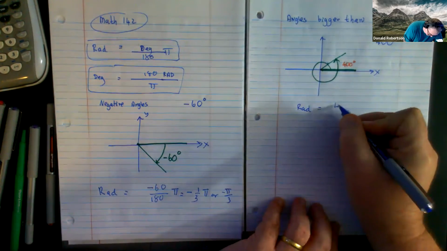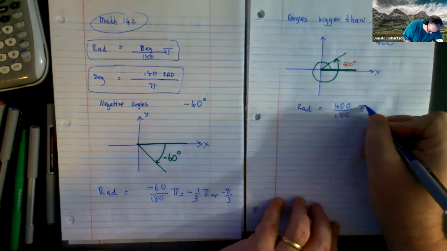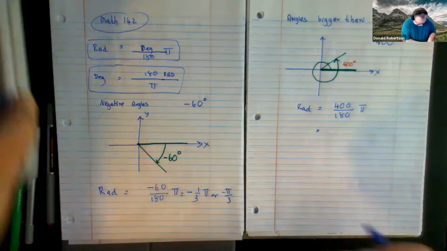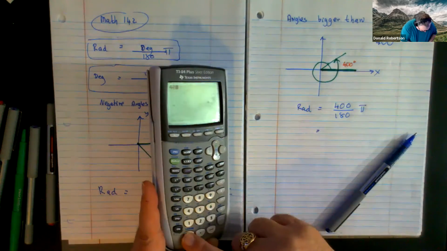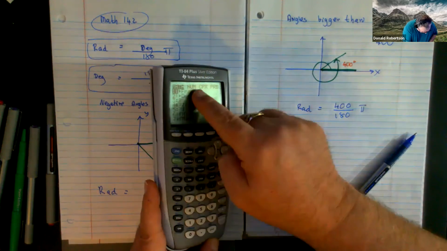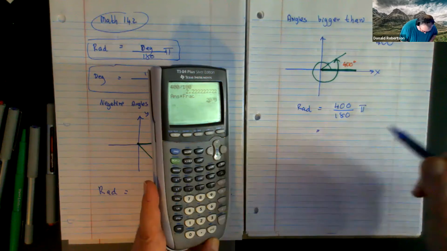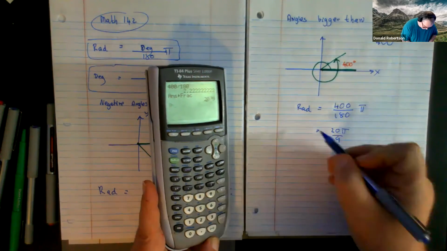Radians should be degrees over 180 with the pi. And I'm trying to keep this as an exact value, so I'll do the trick on my calculator. I'll go 400 divided by 180, and then I'll press the math button number 1. And there's your answer.